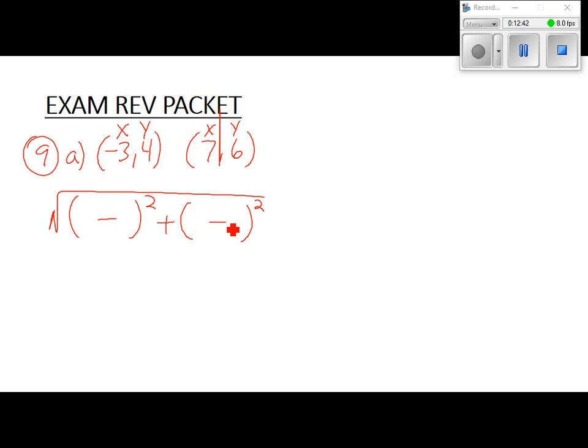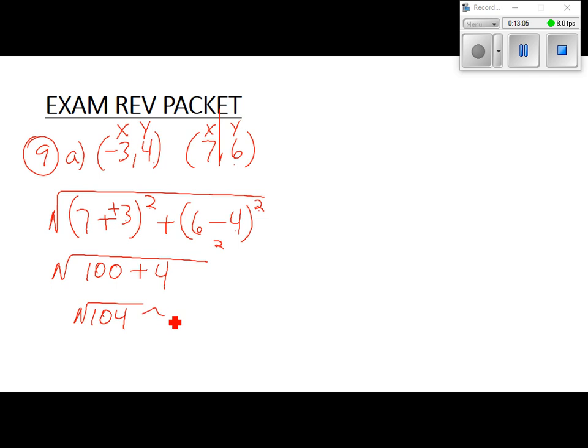Our x's are 7 and negative 3. I just turned them around so I can do that little tick there. And then 6 and 4 are y's. 7 plus 3 is 10. 10 squared is 100. 6 minus 4 is 2. 2 squared is 4. Add those two together, you get 104. I'm not going to do the answer for you. You can grab your calculator and whatever the square root of 104 is, that's the length.